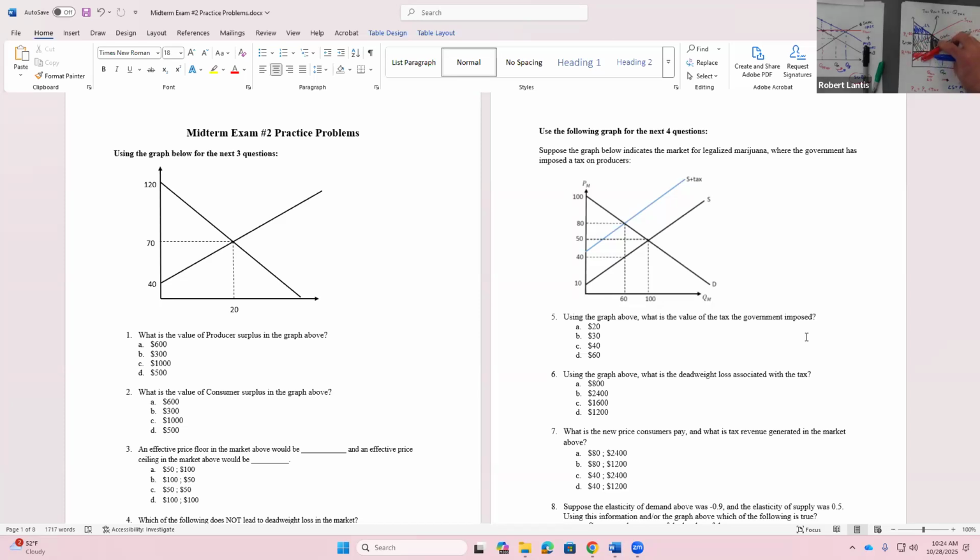That's my supply curve. If I'm selling something for less money and I'm selling fewer units, what has to happen to my surplus? Has to go down. Yep. Okay.